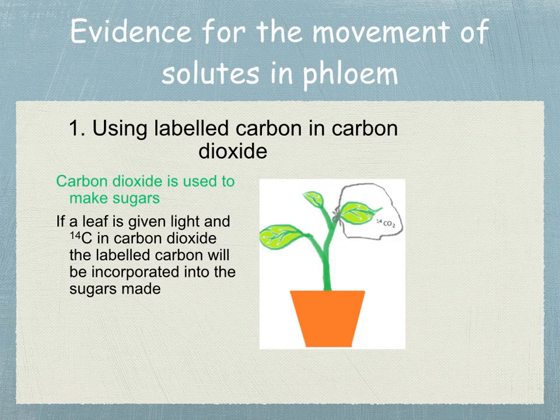Okay, let's have a look at evidence for the movement of solutes in phloem. So a few scientists have a few ways that show that sugars are carried in phloem and not other tissues. The first is using labeled carbon in carbon dioxide. So what you do is you have carbon dioxide that has C14. If you give a leaf this carbon dioxide with light, as you can see in this diagram here, this carbon dioxide will be converted into carbohydrate so that C14 will be incorporated into the carbohydrate.